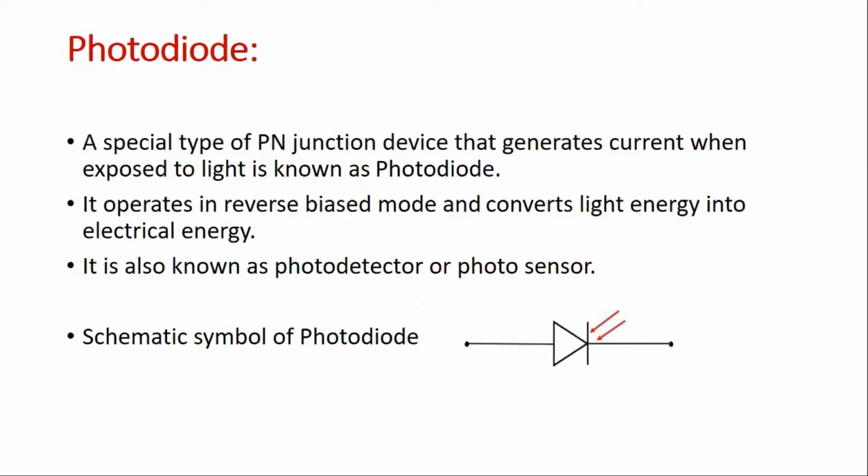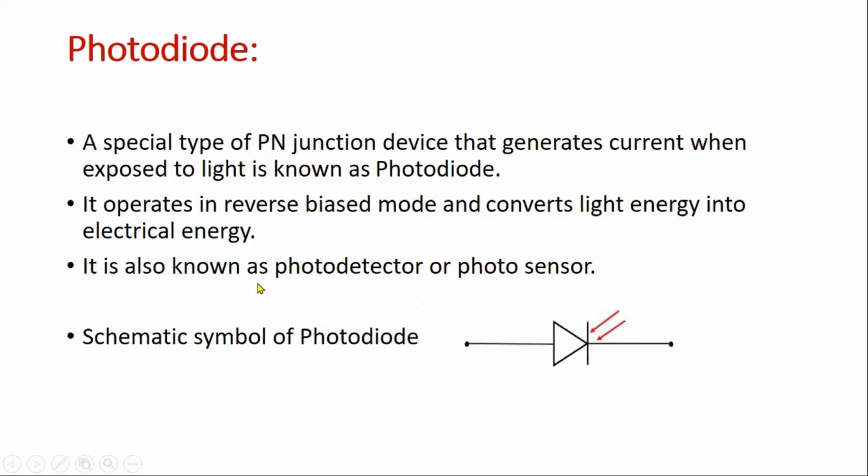The next special diode is the photodiode. So what is a photodiode? It is also a special type of PN junction diode, a device that generates current when it is exposed to light. That is why it is called a photodiode. It also operates in reverse bias mode, which you have to remember. It converts light energy to electric energy.